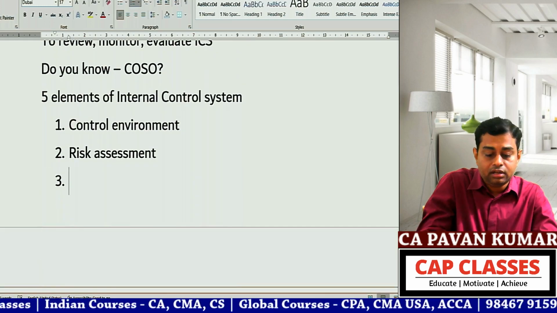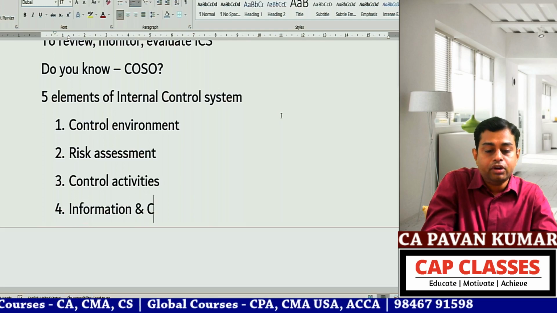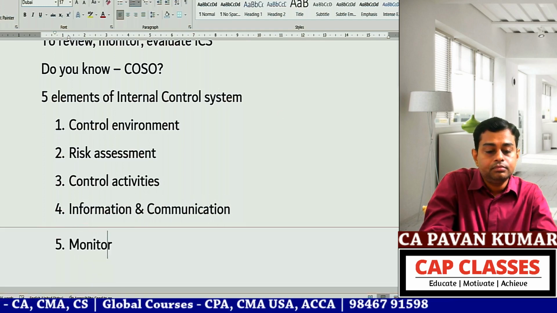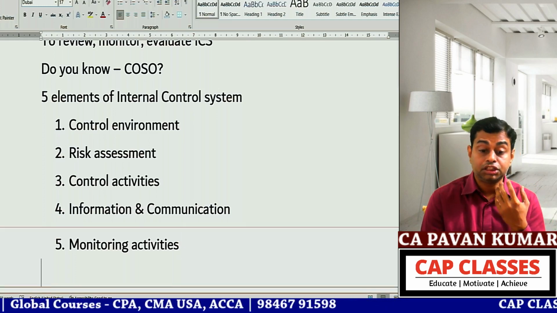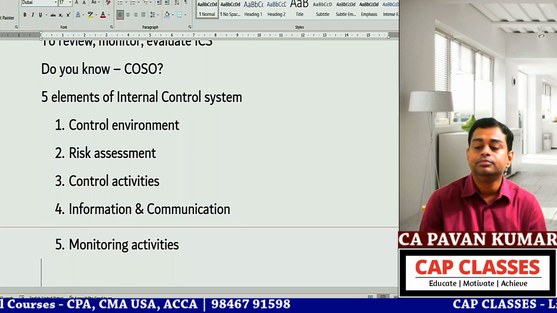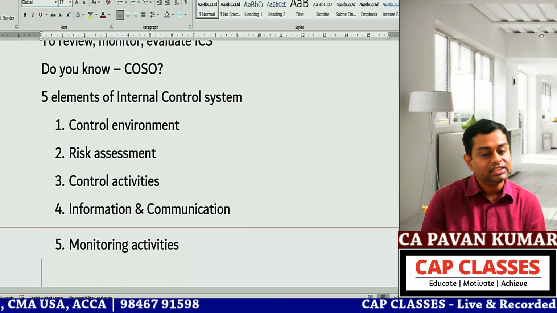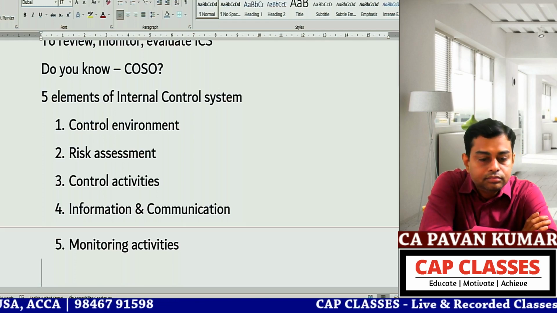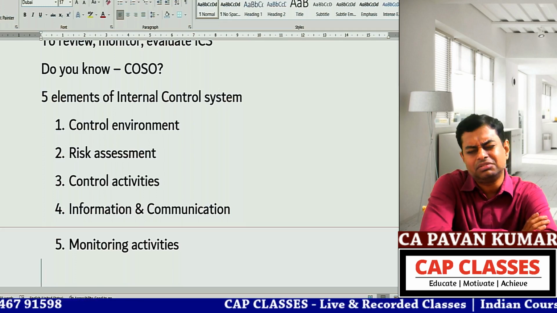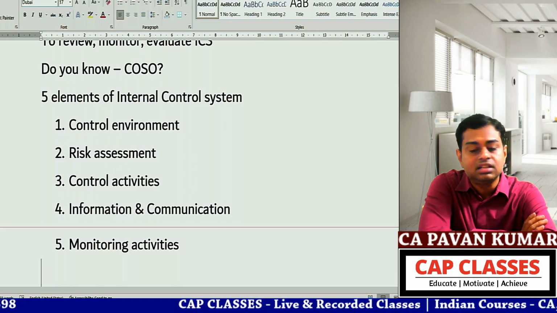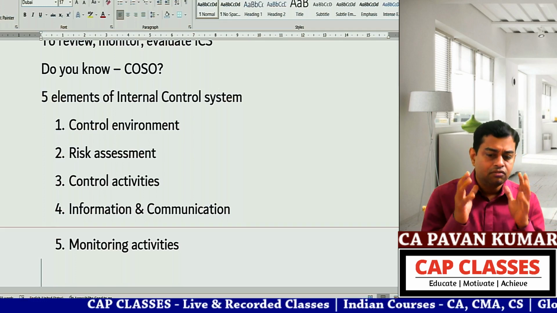Control environment, risk assessment, control activities, information and communication, monitoring activities. So have you heard this? This is there in standards on auditing also, 3 series. This is there in the internal control chapter also. This is there in CA Inter also. This is there in CA Final also. People believe it to be a little dry area and they will not put a finger on this, but this is one of the most interesting areas, and I have never found anything more beautiful than this 5 explanation. One of my favorite topics.